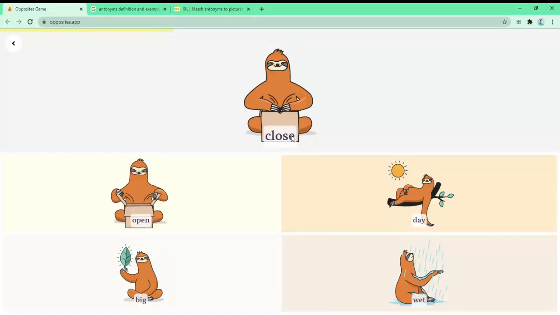Okay, that one is closed because he's closing the box with his hands, and in the first one he's opening the box. It looks like he's trying to open it.